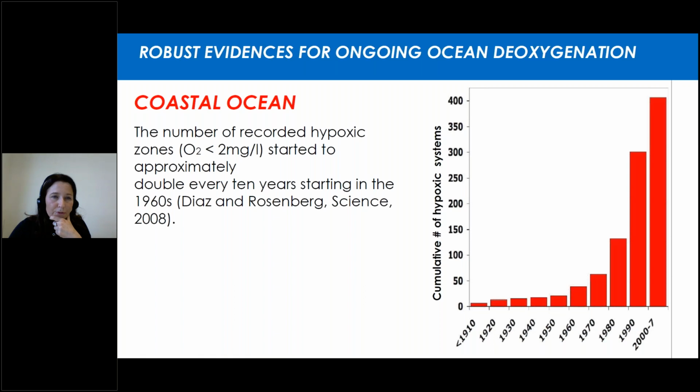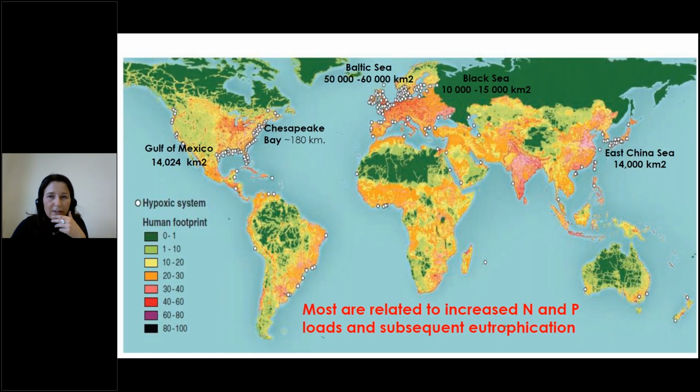For the coastal ocean, we also have evidence of a decrease of the oxygen content of the bottom layer. This graph shows you the evolution of the number of systems with hypoxia, so with low oxygen concentration, since 1950. And you can see that the number of sites with hypoxic conditions is rapidly rising. If you look at the map, you can see that you have these sites on all the continents, and the extension is usually several 10,000 square kilometers.